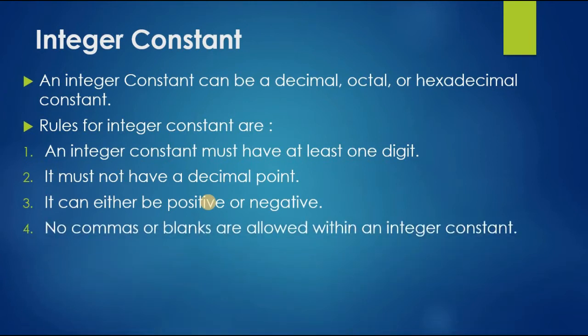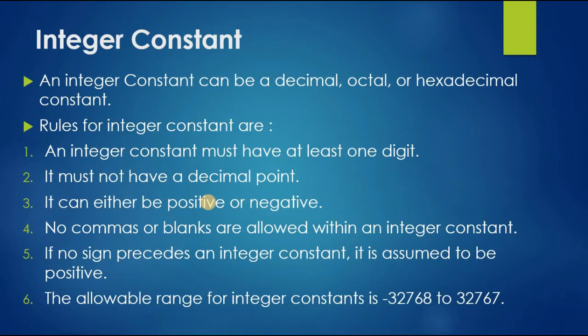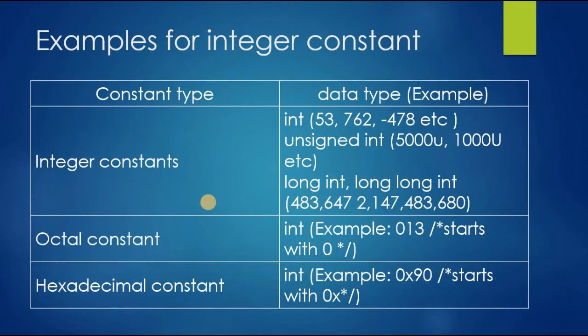No commas or blanks are allowed within an integer constant. There should be no space allowed in an integer constant. If no sign precedes an integer constant, it is assumed to be positive. Means if there is no sign, then the integer constant default value will be a positive value. The allowable range for the integer constant is minus 32768 to 32767.